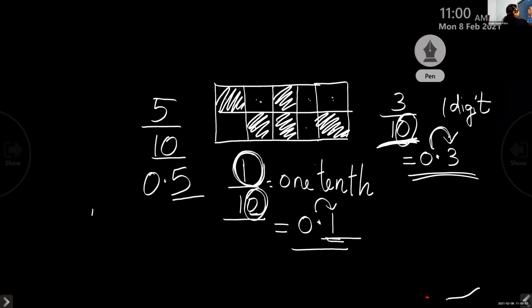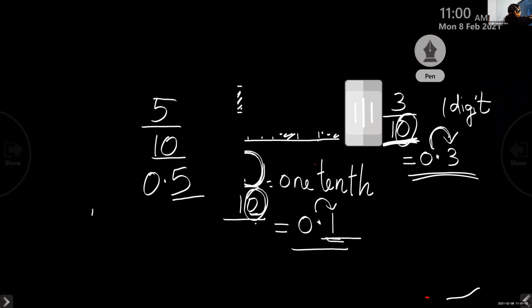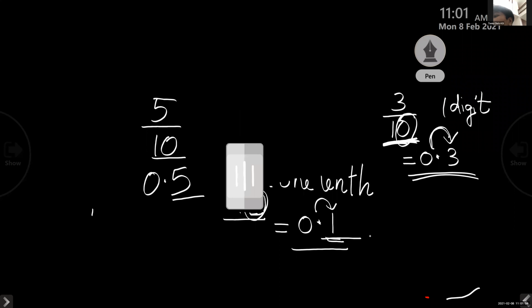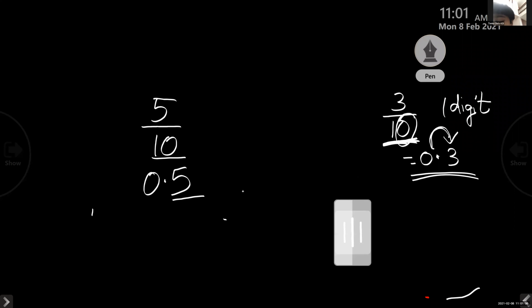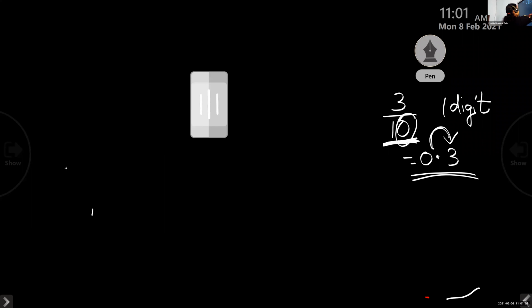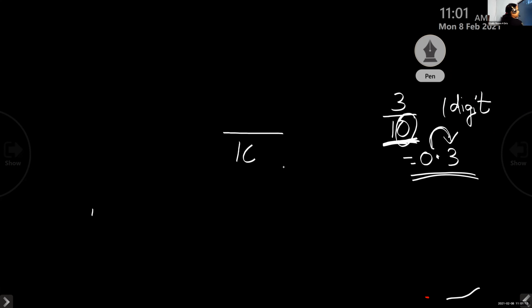Now children, if I take 100 pieces, we will make the fraction with the denominator 100. So how many zeros here? 2. So in the decimal also we should have how many digits? 2 digits.